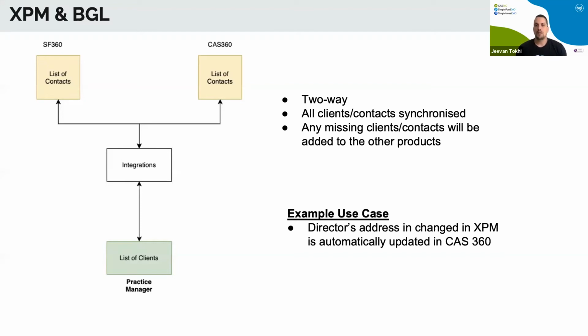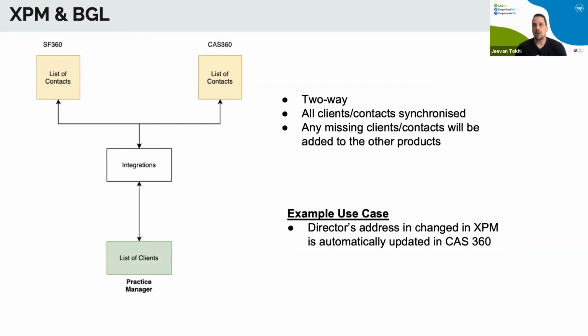The way the integration has been designed is that all clients and contacts that are pictured there in that diagram will be in sync. That means that any contacts such as directors or trustees that you have within BGL will be added into XPM if they don't already exist, and vice versa. Any companies, trustees, etc., that are within XPM that are not in BGL will be automatically added as well.